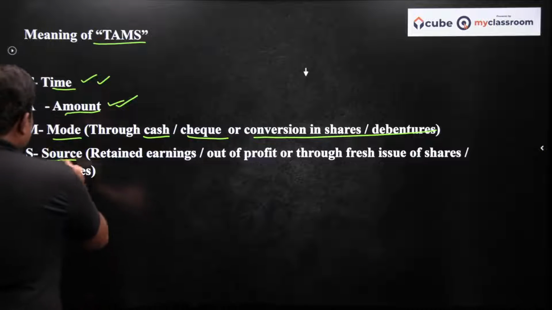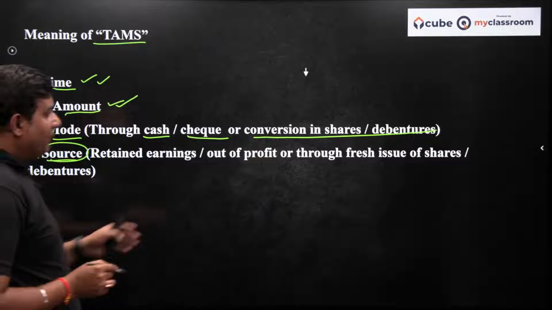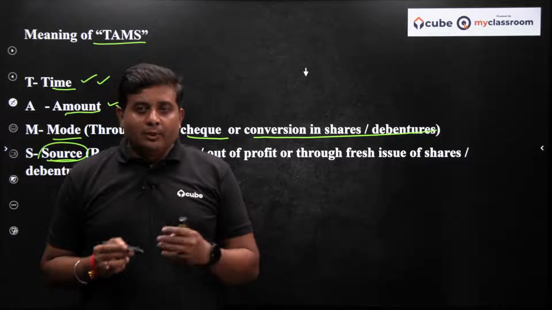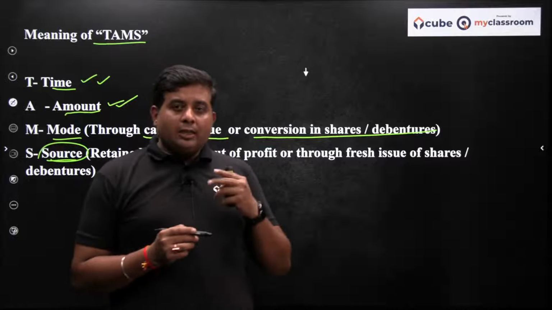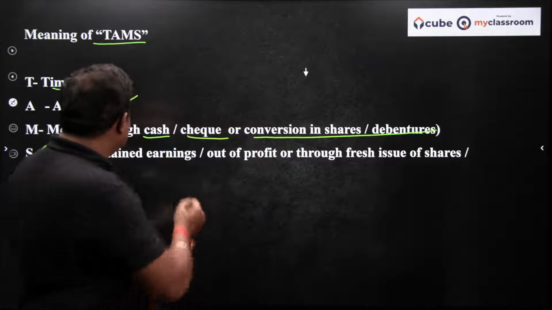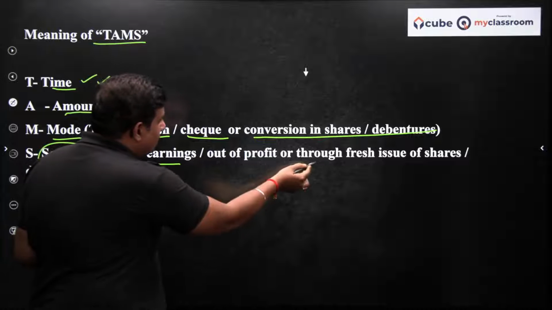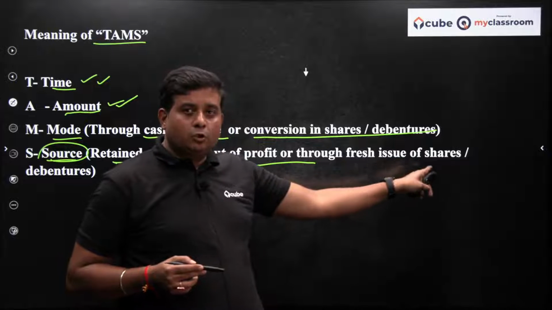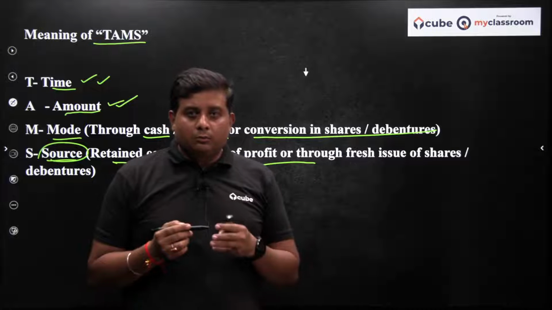Next one is the source. Now what can be the source? We have taken a loan, so how can we pay the loan? Because we have to pay it. There are three ways: first, retained earnings; second, out of the profit; or third, a fresh issue of shares.